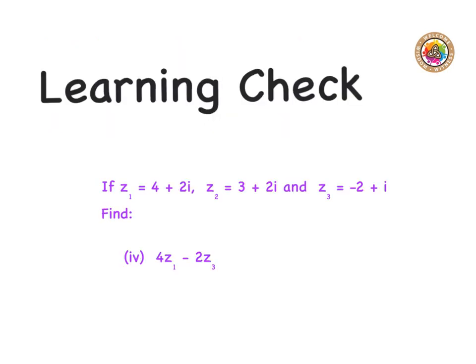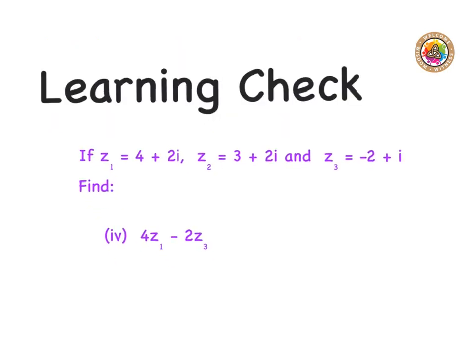Okay, so for our learning check here, it's the same question and it's part 4, and so for the learning check, you're asked to find 4z1 minus 2z3. So off you go, and then you can complete the assignment on Schoology.